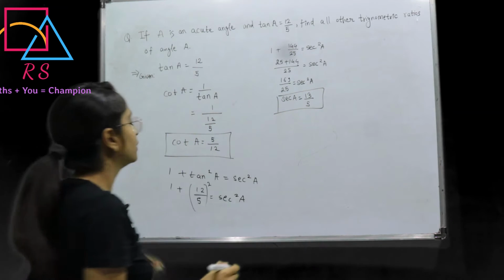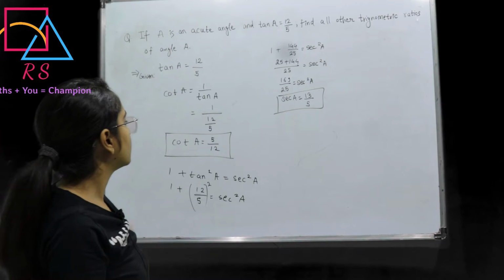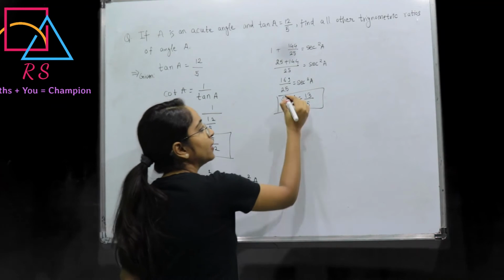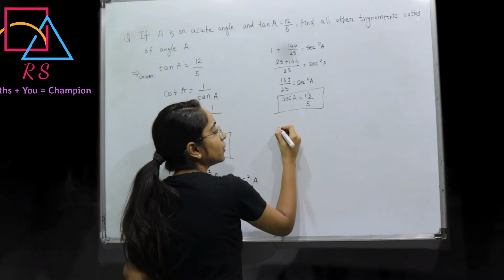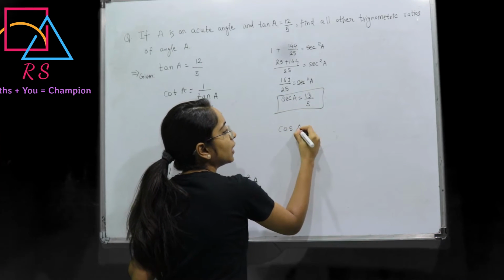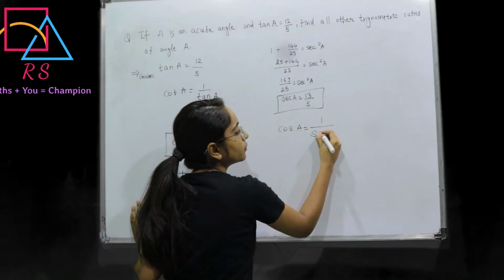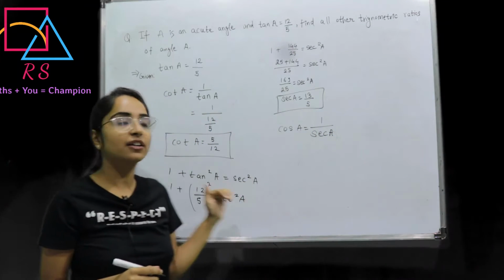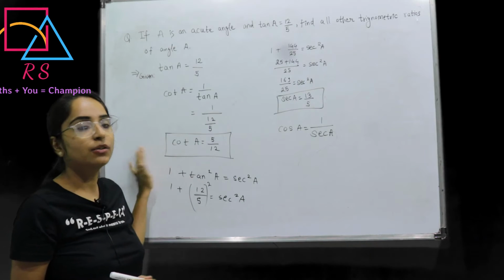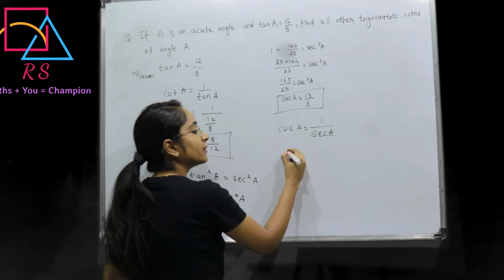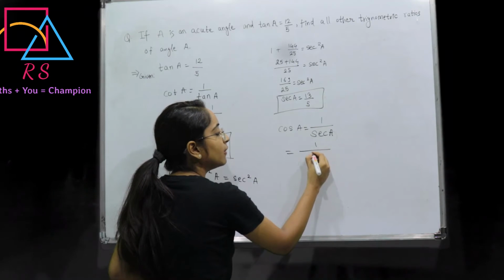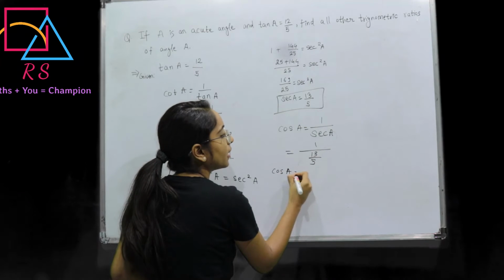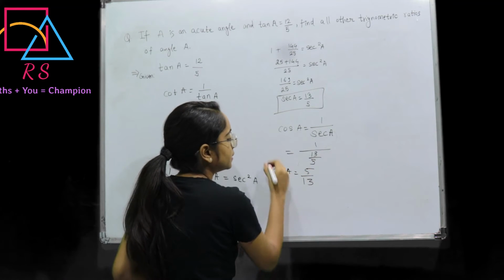Further, I will find the next value. Now I have got the value of sec A. So sec A is the reciprocal function of cos A. So I will obtain the value of cos A. The formula of the reciprocal function is cos A equals 1 upon sec A. So you can see that easily we can derive one trigonometric value out of another. 1 upon the value of sec A I will substitute. Thus I will get cos A as 5 upon 13.